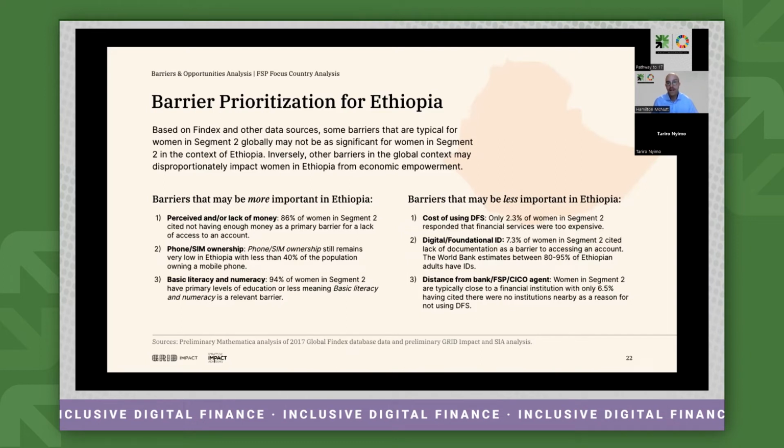Some things that might be less relevant, just based on the data: 7.3% of women in segment 2 cited a lack of documentation as a barrier. Also, the World Bank estimates that 80 to 95% of Ethiopian adults have IDs, so that might be a little bit less of a barrier in this context.